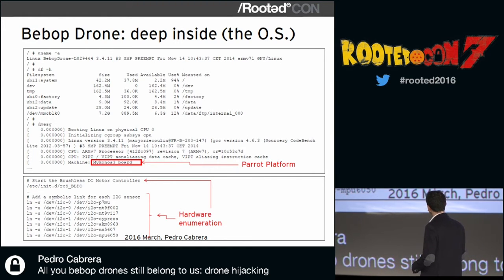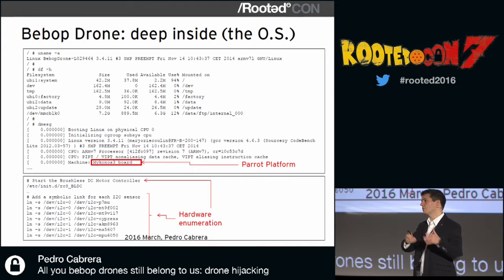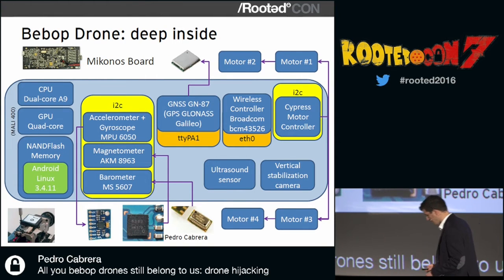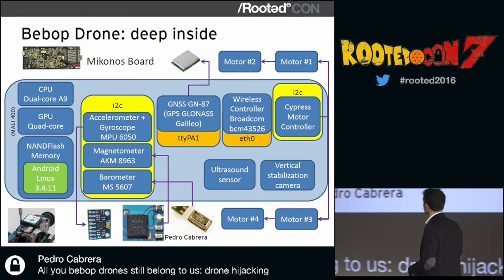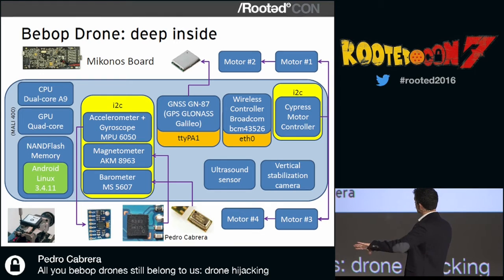This is all the information we need: the name of the machine, the bootings, all the booting scripts which are running, starting the devices. This allowed me to create this map to get the whole picture of how the drone was made up. We can see the GPU, the NAND flash memory with the Linux. We also have all the control part of stabilization and the magnetometer for the drone to know what direction it is moving.